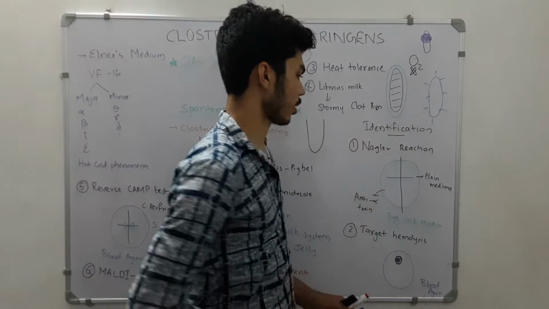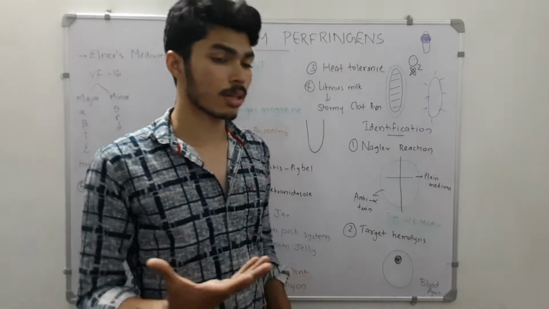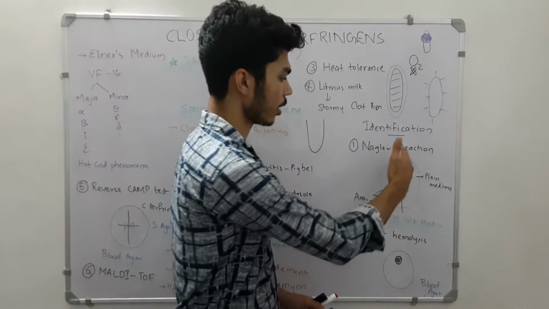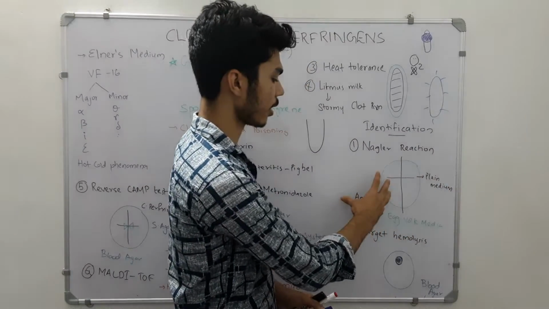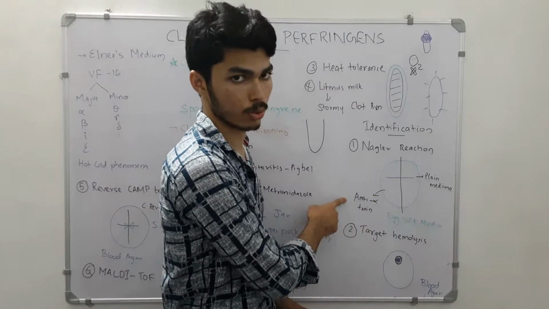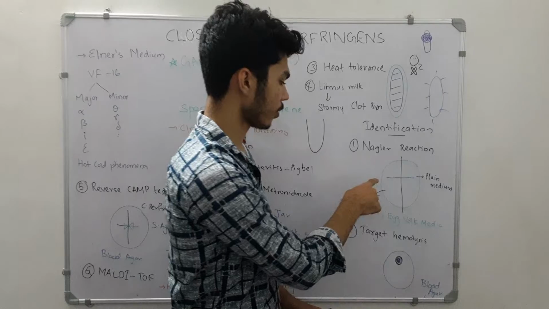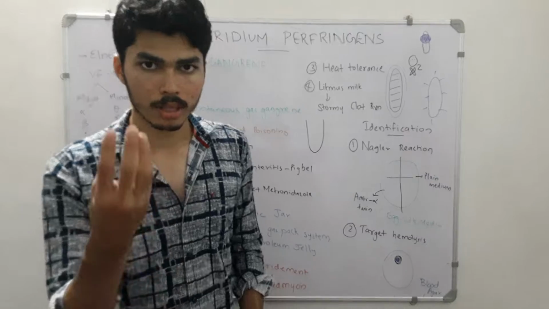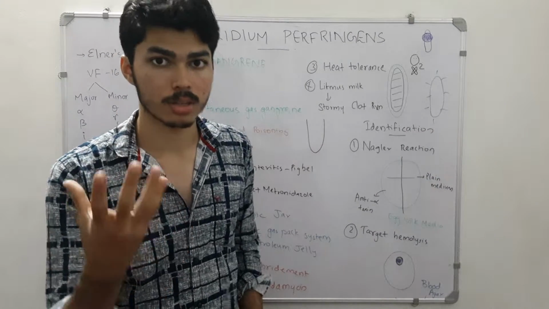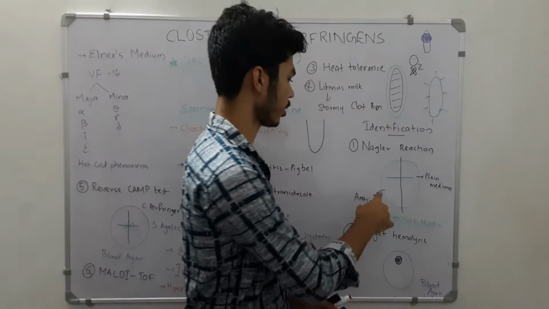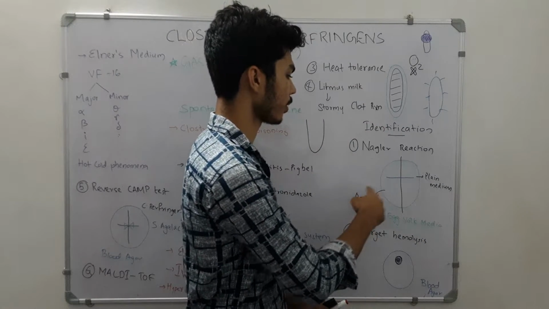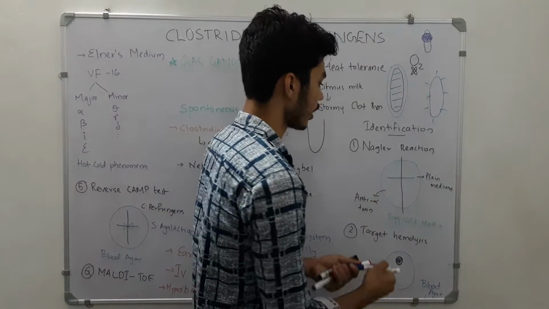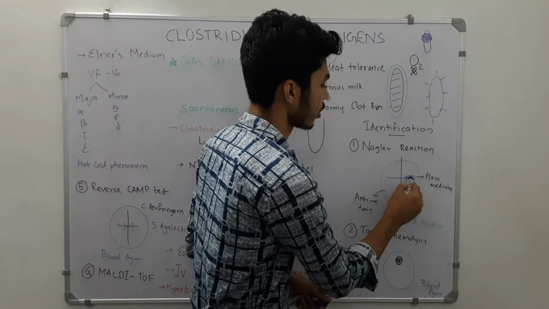So what about Nagler's reaction? You can take an egg yolk media, as you see right here, and divide it into a plain side, and on this side you add anti-alpha toxin. When you give a streak of Clostridium perfringens, which produces alpha toxin, the alpha toxin will be neutralized on this side, but on the plain side the alpha toxin produces an opalescence here. There will be an opalescence.